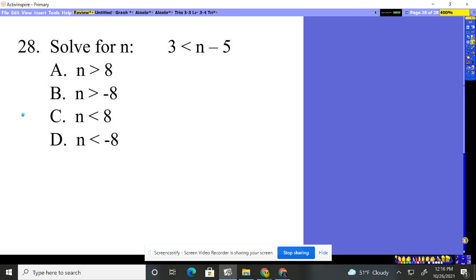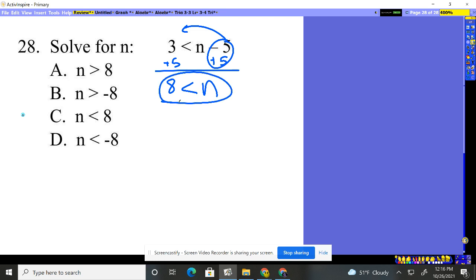And the final problem, solve for n. Well, n's right here. I need to move my 5 over. So I'm going to move my 5 over. I'm going to add 5 to both sides. Goes away here. Here's n. 3 plus 5, 8. But notice all these have n first. Well, it just wants you to rewrite this. So here's n. Here's 8.